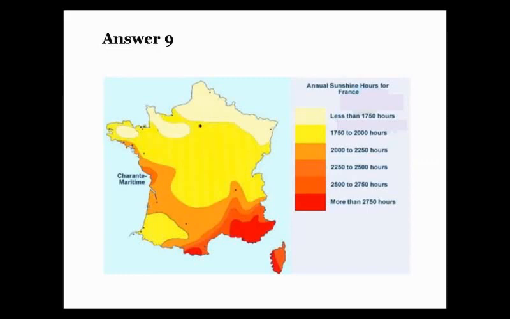According to the graph, on top of the map, the color is light yellow, indicating less than 1,750 hours. In the middle of the map, the color is yellow, indicating 1,750 to 2,000 hours. And last but not least, at the bottom, the color is red, including the island, indicating more than 2,750 hours.